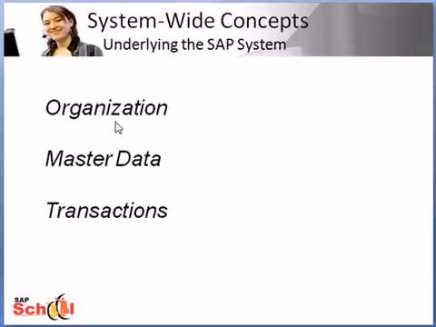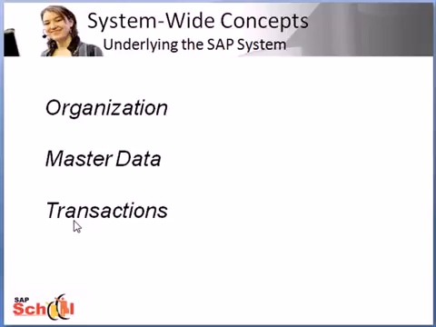So the first one is organization. This is a company's enterprise structure mapped on to SAP applications using SAP's organizational elements. The master data is created centrally and available to all the applications and all the authorized users. Master data also has an organizational aspect because its information is organized into views that are assigned to organizational elements.